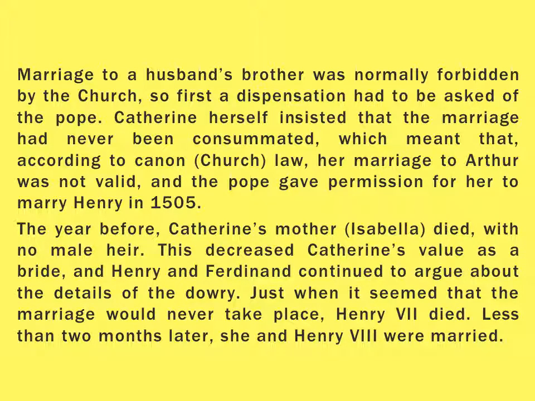But unfortunately, in the meantime, Catherine's mother died, and she didn't have a son, so the future of Catherine's family in Spain was in question. And so Henry VII, the father, was continuing to argue with her father, the two fathers arguing about should she pay the dowry, how much should be paid, and it seemed as if the marriage was not going to happen. But just at that point, Henry VII died, and a couple of months later, Catherine went ahead, and the marriage between Henry and Catherine took place.